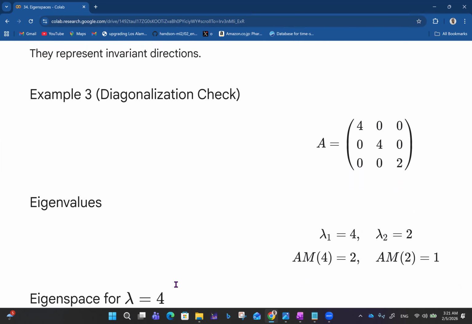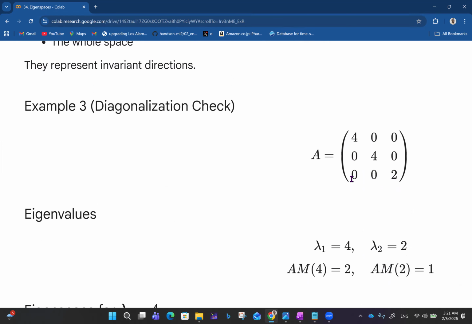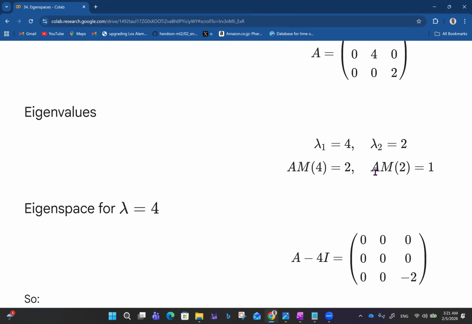So imagine a diagonalization check here. For the eigenvalues, you can see 4 appears twice. So lambda 1 is 4, lambda 2 is 2. So the algebraic multiplicity of 4 is 2, which means it appears twice as an eigenvalue. Then the algebraic multiplicity of 2 is simply 1. If you add the two together, you have 3. So that goes like that.